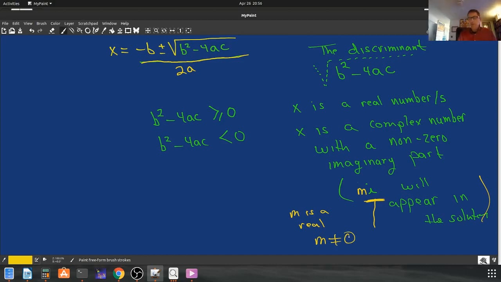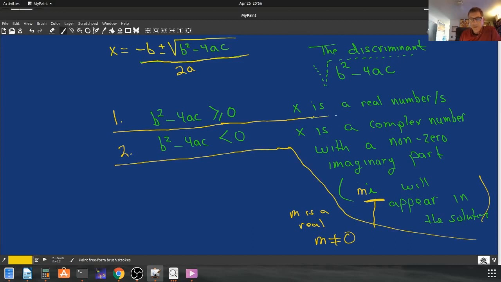And that's it. There's quite a bit of criteria and other things that you can say, but these are the only two criteria that I'm going to hold you accountable for. 1, the case where b squared minus 4ac is greater than 0. And 2, b squared minus 4ac is less than 0. And it encompasses all of this. So that's it for Chapter 8, and that's it for the new material you're going to be learning in intermediate algebra.